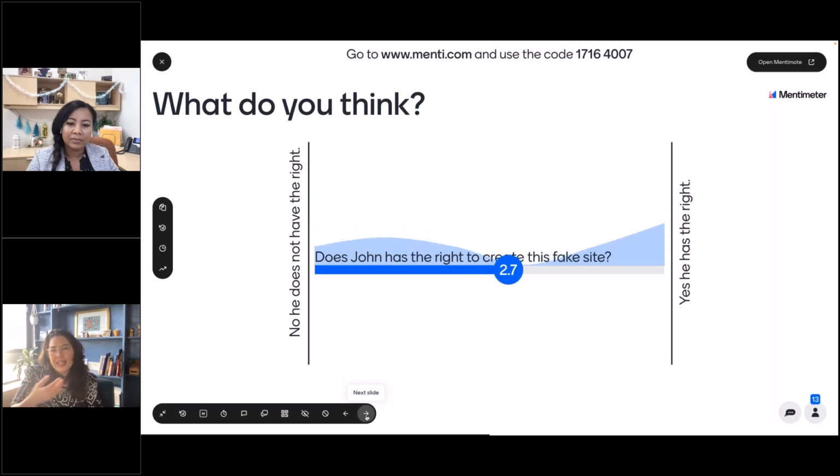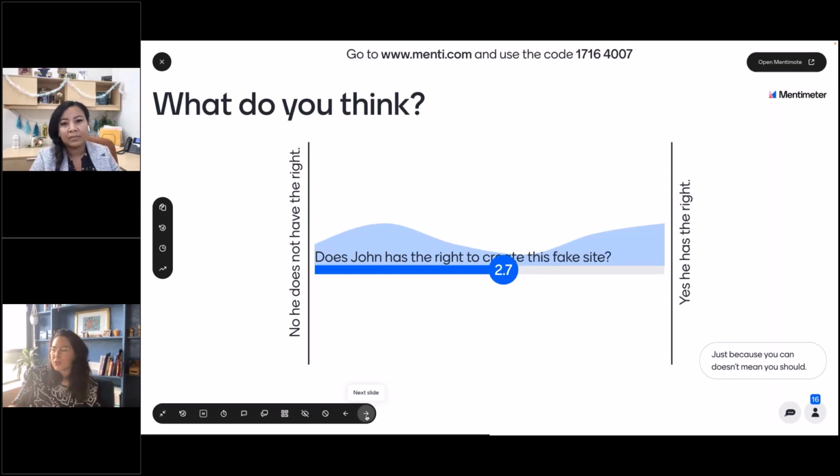Just because he has the right, does that mean that he ethically should be doing this, right? You can have these conversations with your students about what's legal and what's ethical. These are the kinds of conversations that I want to have with our creators. Just because you can doesn't mean you should. Exactly, right? He has the right, but ethically he probably shouldn't.